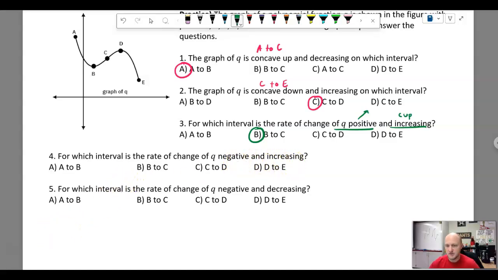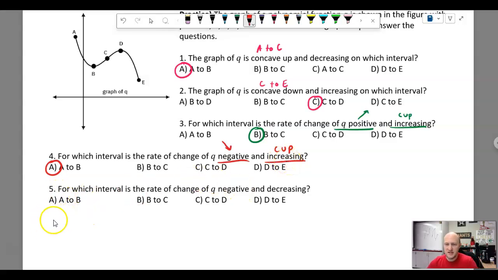Pause me, try this. Okay, for this one, hopefully you got A to B. Rate of change is negative, meaning it's going down, and increasing, concave up. So that's going to be where we're concave up and we are going down. So that's A to B. Now please note, we've already answered this question, just worded differently in question 1. In question 1, they say, where is the graph decreasing and concave up? That's the same thing as saying rate of change is negative and increasing.